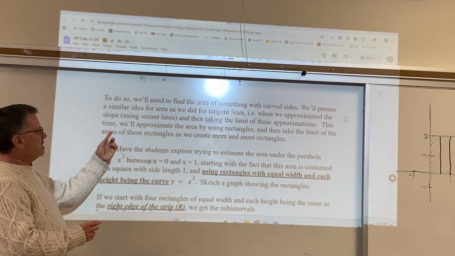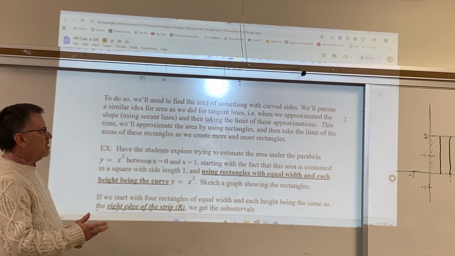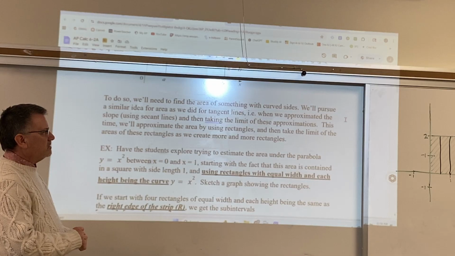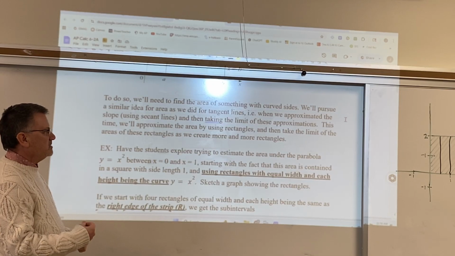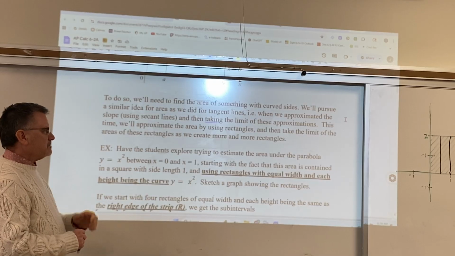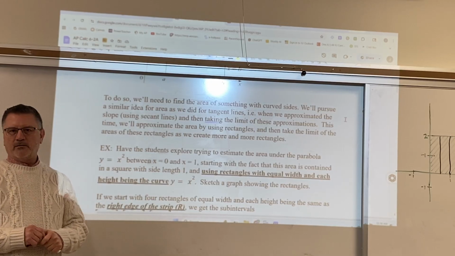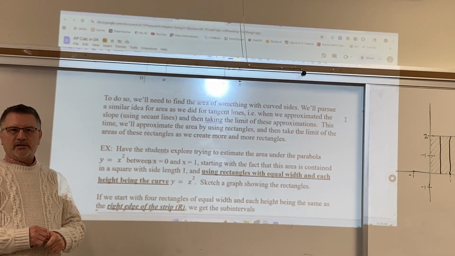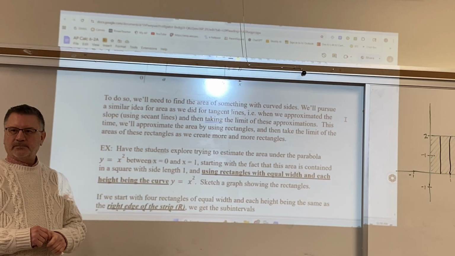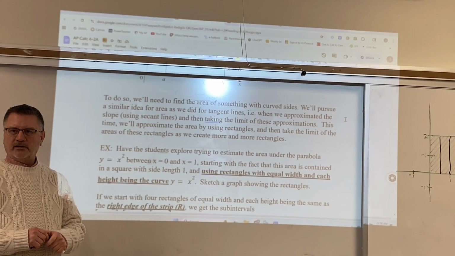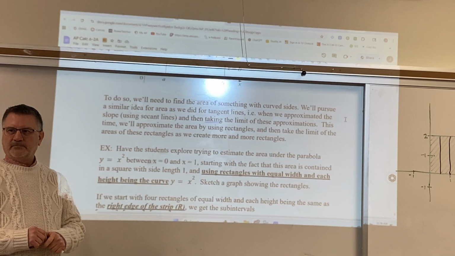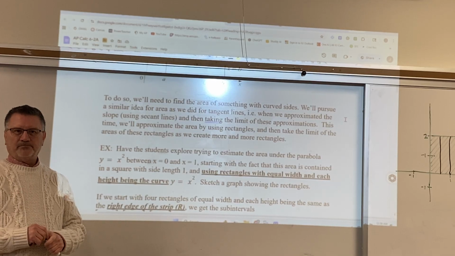So this time we'll approximate the area by using rectangles and then take the limit of the areas of these rectangles when we add them all together, especially as we create more and more rectangles. How many rectangles do you think we're finally going to have at the end? That could give us the best estimate.